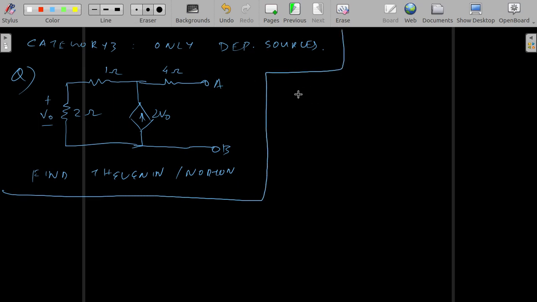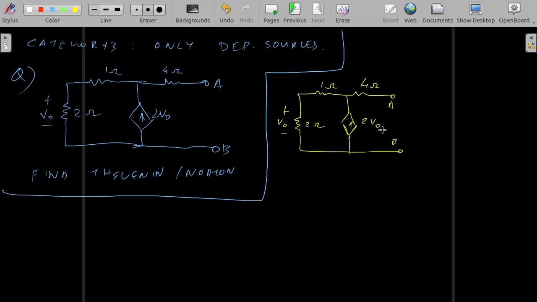Okay, so what we do is we take the circuit, right, we have A and B here, our 4 ohm, 1 ohm, V0, 2 ohm. Okay, and what we do is we apply an external source.